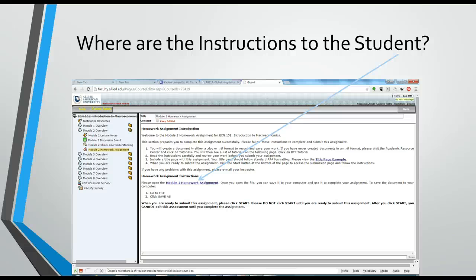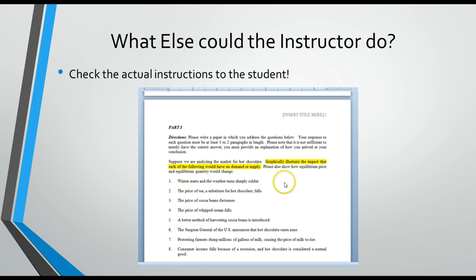So if you click open right here on the student's page, the Module 2 homework, this is what you would see: the student gets direct instructions to graphically illustrate the impact of each of the following. So they have to have a graph for each of the following in order to do the quantitative reasoning portion of the assignment. Note that they might have done extremely well on the critical thinking part of the assignment. They may actually know about all of this, but if they cannot graph it, then it is the second part, the quantitative reasoning, that they show weakened skills on.